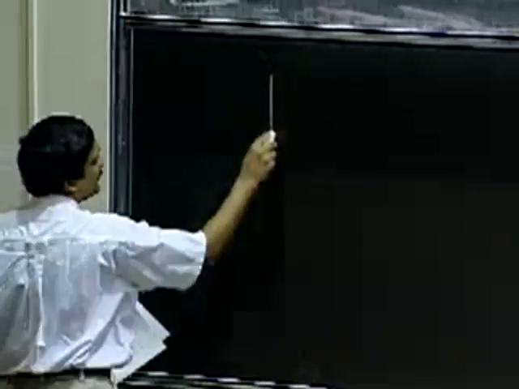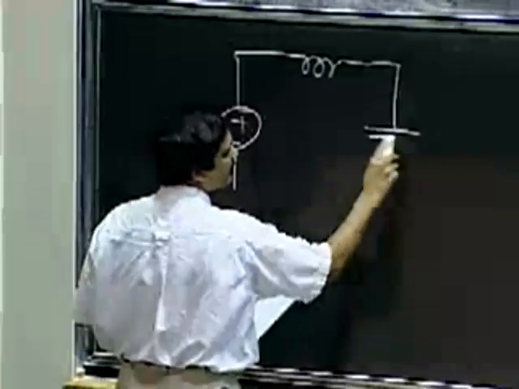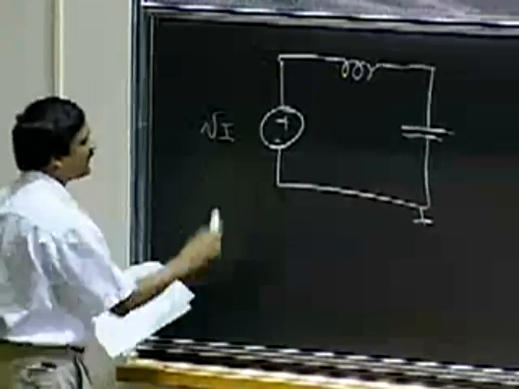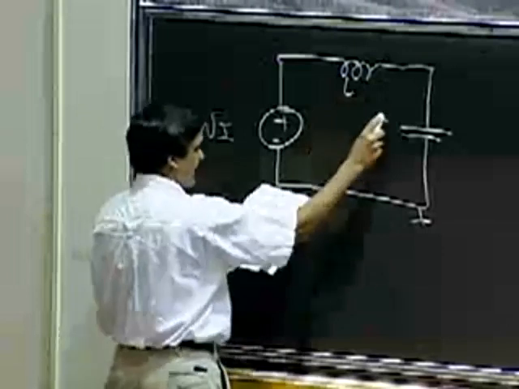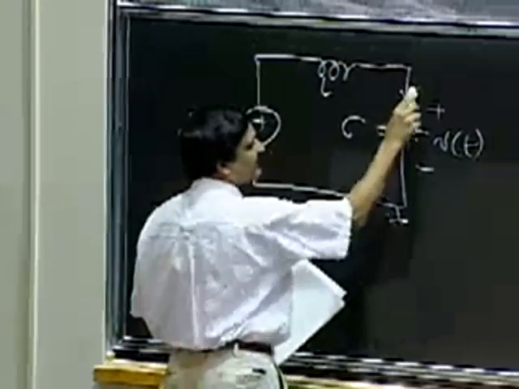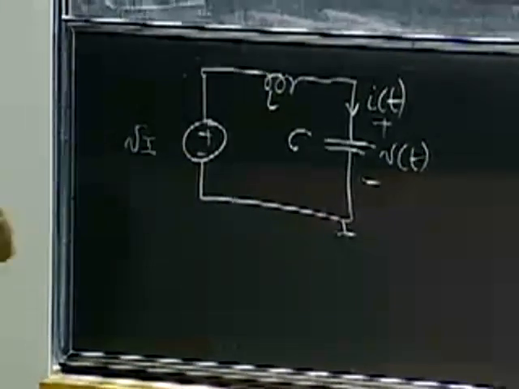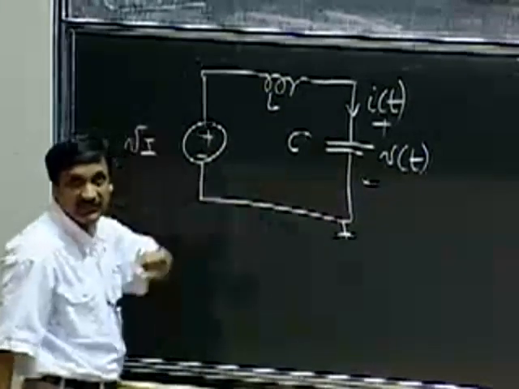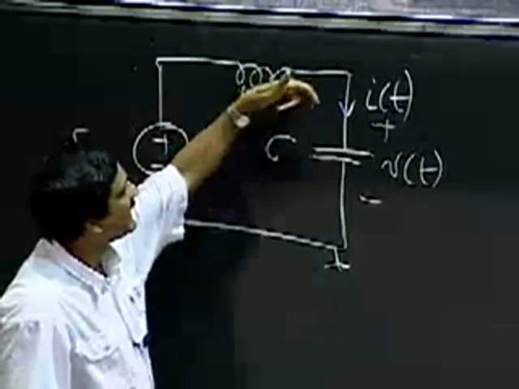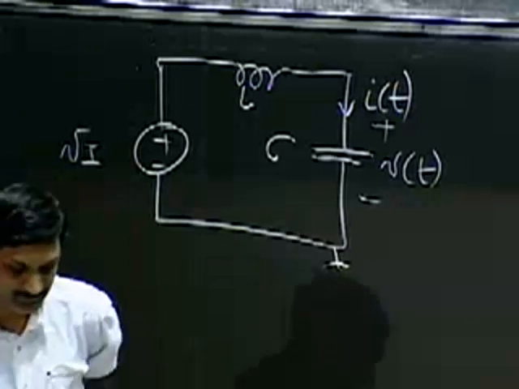Okay, so our circuit looks like this, in terms of my two storage elements. So I have a voltage VI, an inductor L, and a capacitor C, and I'm going to look at the voltage across the capacitor and my current through the capacitor. So V of t is the voltage across the capacitor, and my current is the current through this loop here, which is the same as the current through the capacitor or the current through the inductor.